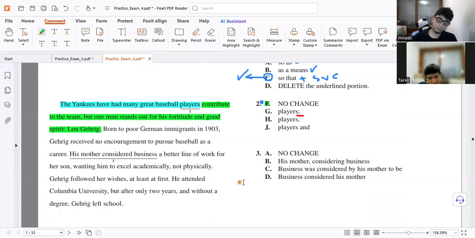Number 3. Please, D. Are you sure? 3D, no, wrong. I'm not sure. A. So it's letter A. It's not D at all.